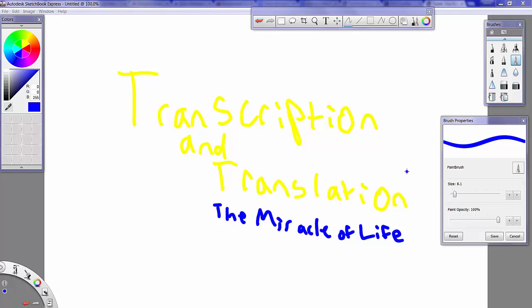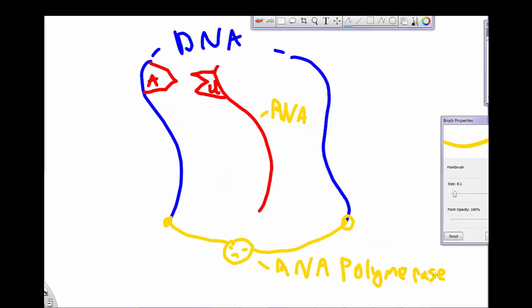Transcription and translation is the process of creating proteins from our DNA. First, transcription. This happens in the nucleus if it's a eukaryotic cell. RNA polymerase separates the two strands of DNA and starts adding complementary nucleotides to the RNA sugar phosphate backbone. RNA does not have the nucleotide thymine, which pairs with adenine, so it is replaced with uracil.